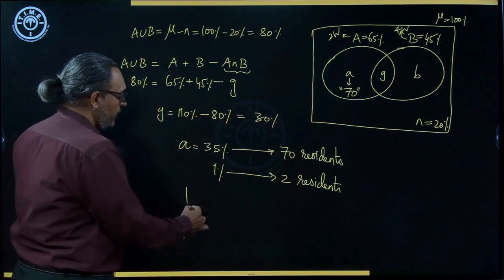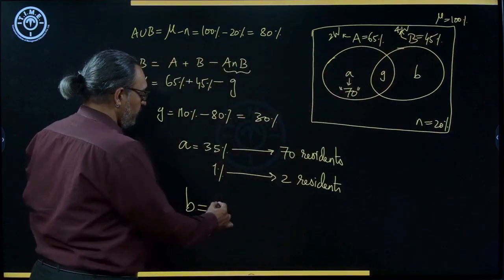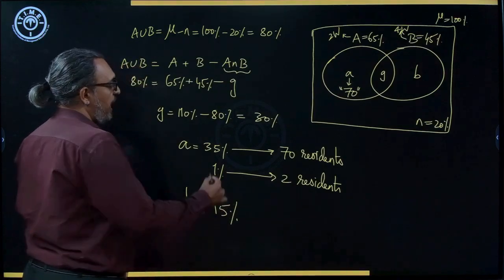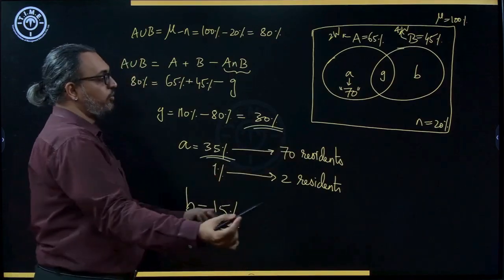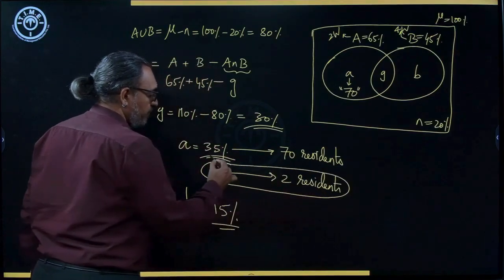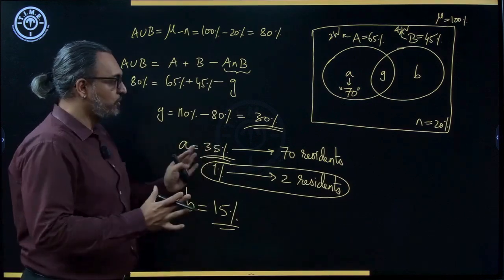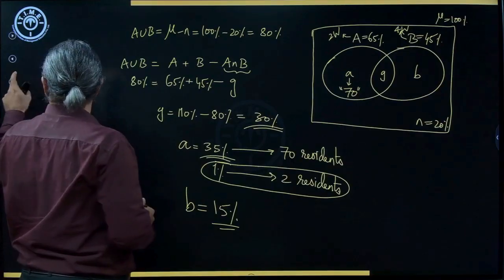And from here I can get B also. Total is 45%, from that you remove common. So B will be 15%. That's all. We have our unknowns in percentages. Now we can look into the questions, because now I know 1% means how many. Correct? So that is how you do this. And then we can look into the questions. Okay.